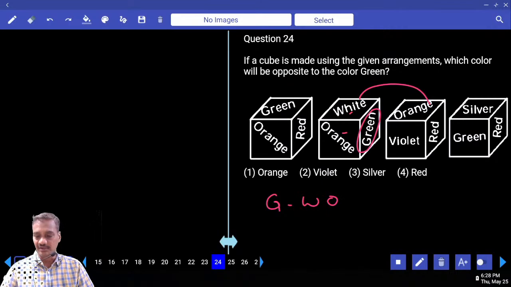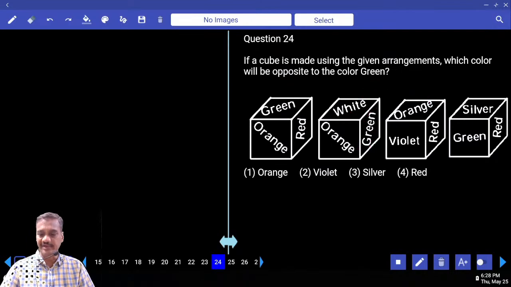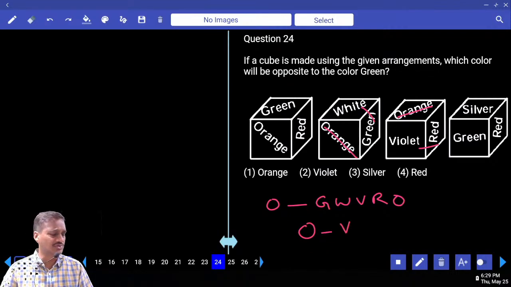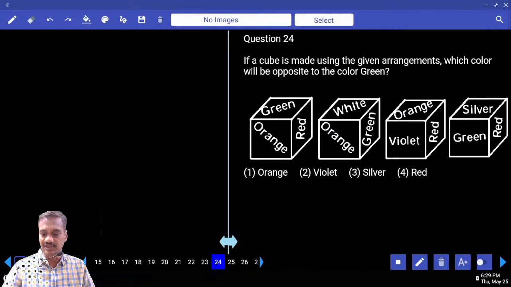Now again, to this one, orange if you observe here. What is common in both? Orange is there. Next to orange are green and white. They cannot be opposite to orange. Now here violet and red are adjacent but cannot be opposite, and orange cannot be opposite to orange. Then what is the only color left over here? Violet. Hence orange and violet are opposite to each other. And violet and this one are opposite to each other. What we need is green here. Now green is the element that is common here.